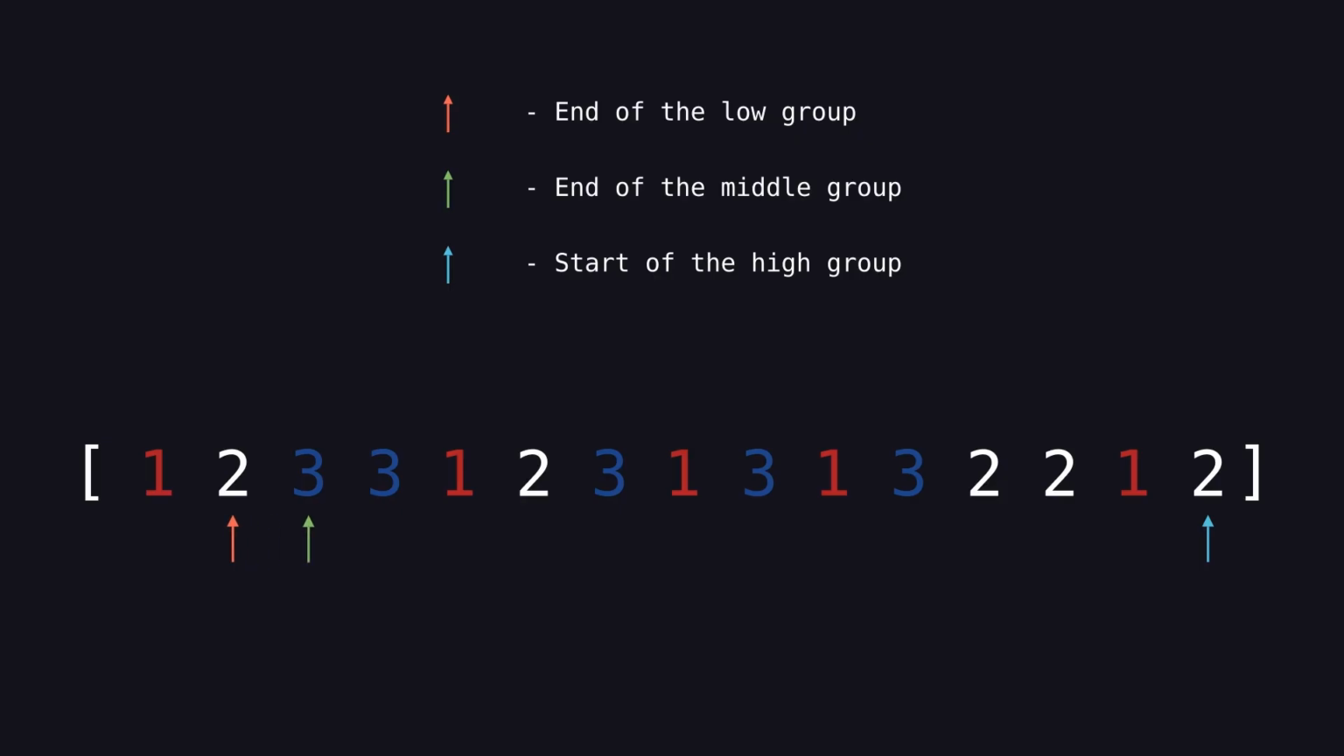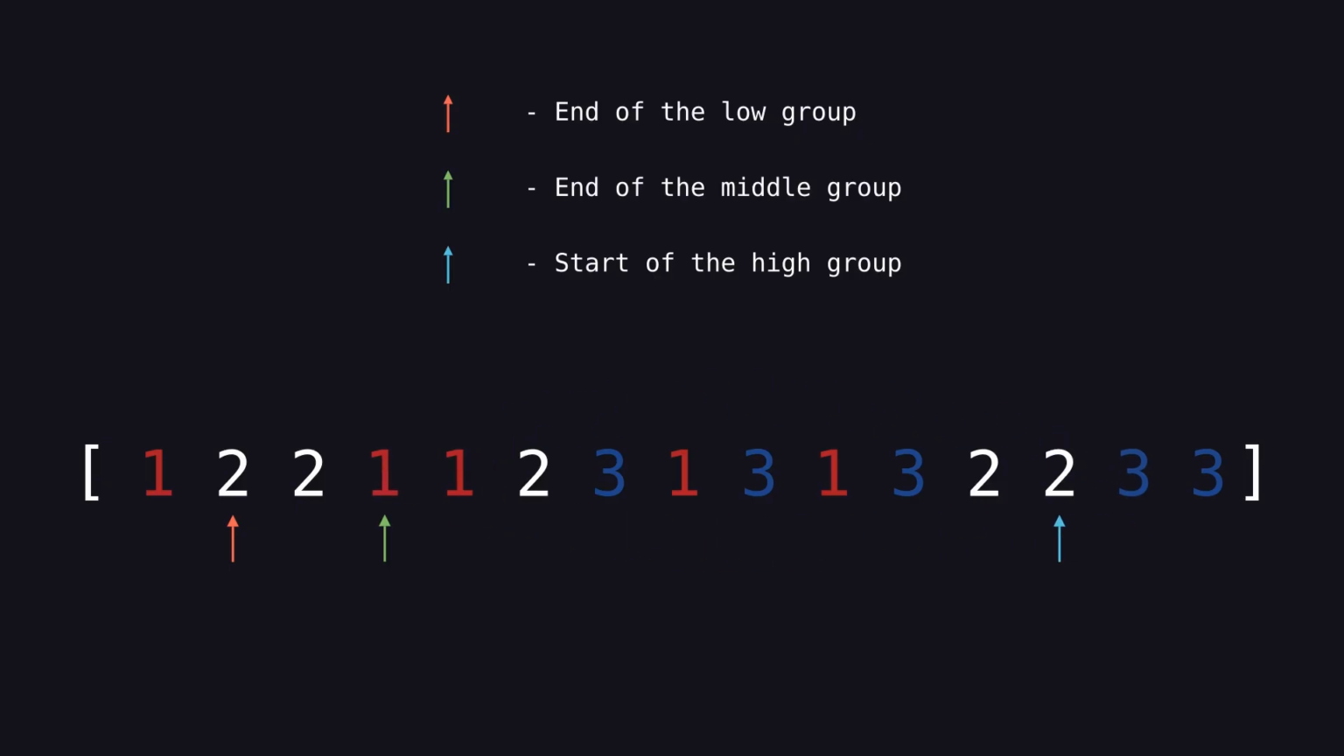And if the value at the mid pointer is greater than the middle element, you swap it into the high category. Then you decrement the high pointer to expand the size of the high group inwards. For example, this element is 2, our middle element, so we move the mid pointer to expand the end of the middle group. This element is 3, which is greater than our middle element, so we swap it into the high group, then decrement the high pointer to mark the new start of the high group.